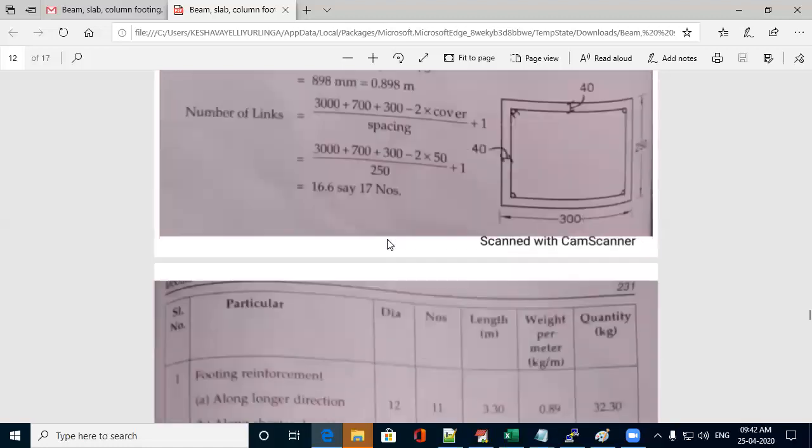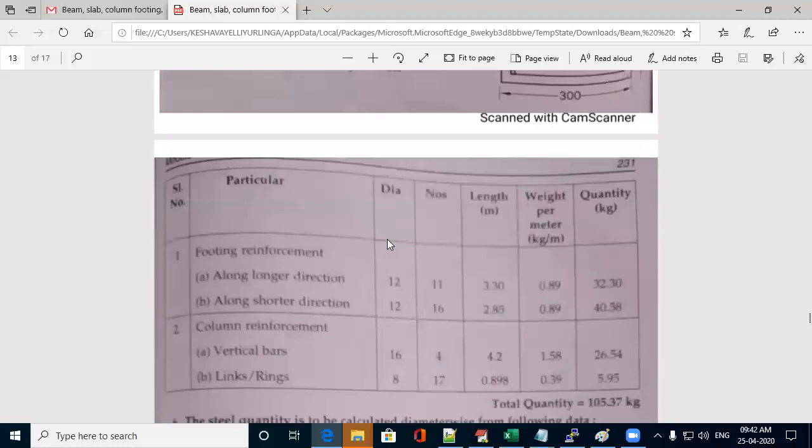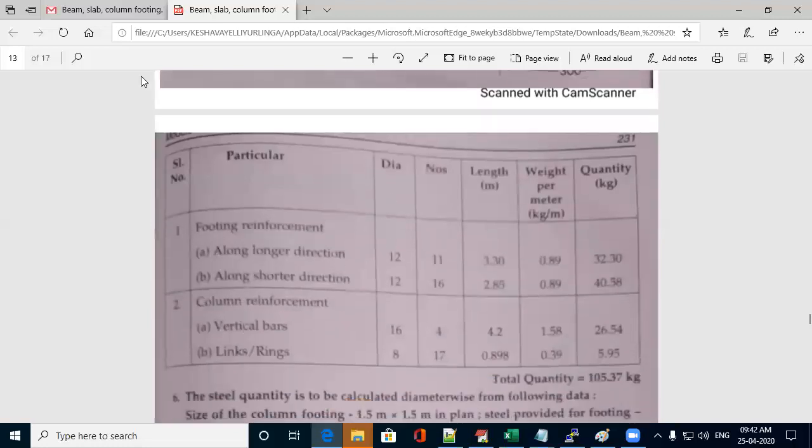Now all the individual calculations are completed. Now you have to put them in a table. This is the standard table for the reinforcement calculation: serial number, particular, dia, numbers, length, weight per meter and quantity. Do it separately for the column reinforcement and the footing reinforcement.